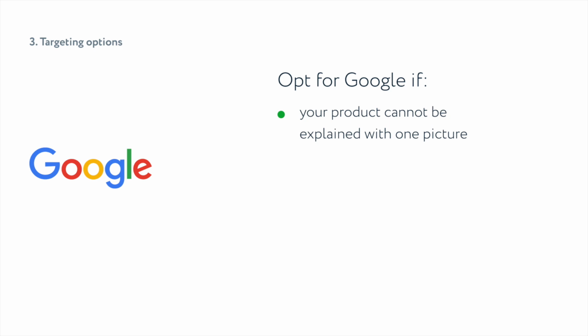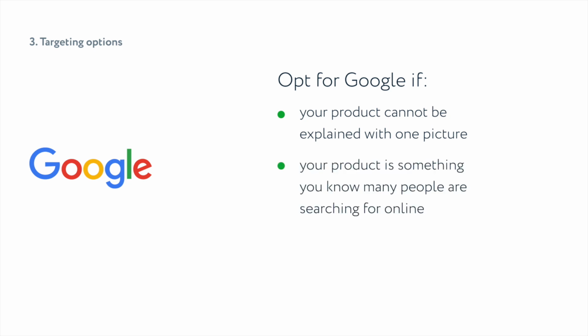Go for Google if your product cannot be explained with one picture, so it takes more information and possibly an instruction to understand its value. Your product is something that you know many people are searching for online, and your product images have lower resolution.